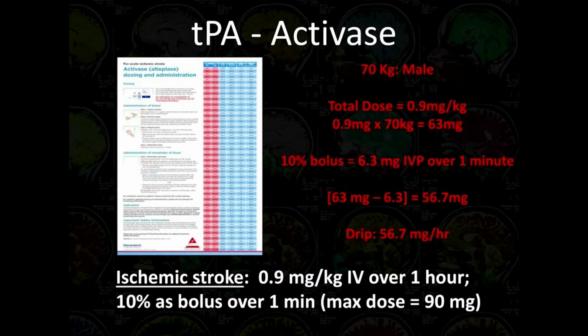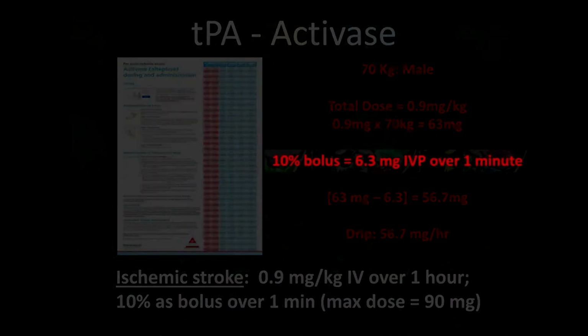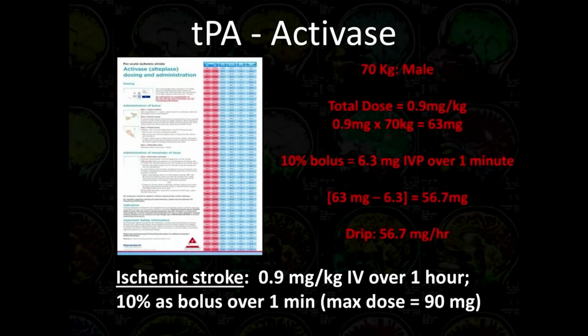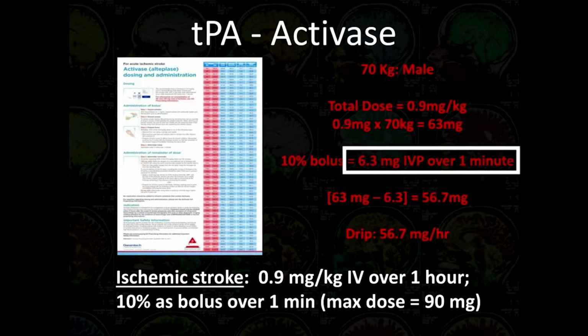For example, if we have a 70 kilo male patient, the dosing starts off at 0.9 milligrams per kilo. So 0.9 milligrams multiplied by 70 kilos is a total dose for that patient of 63 milligrams. So that's what you want to start off with. And then what you do is you take 10% of that dose, and that's going to be administered in a bolus over 1 minute. So, for example, this patient at 63 milligrams total dose, 10% of that is 6.3 milligrams. We're going to administer that over a 1 minute time period.